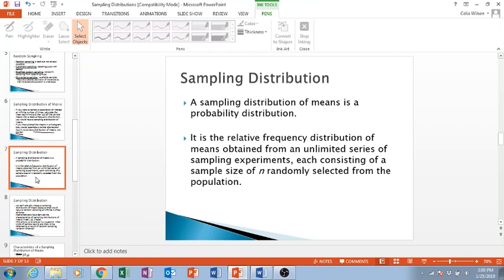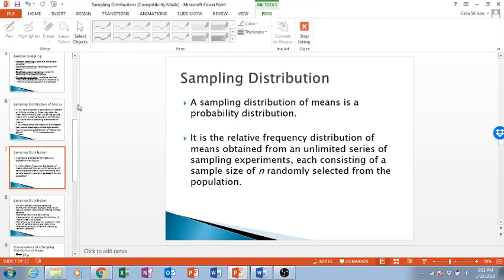All right, that sampling distribution of means is a probability distribution. So it's the relative frequency distribution of means obtained from an unlimited series of sampling experiments. Now, all of these unlimited sampling experiments are all of the same sample size. Okay? If we took all that unlimited number or infinite number of samples, calculated the mean, plotted the means, we would get the probability distribution for that particular sample size. All right, so there are probability distributions or sampling distributions for every size sample.